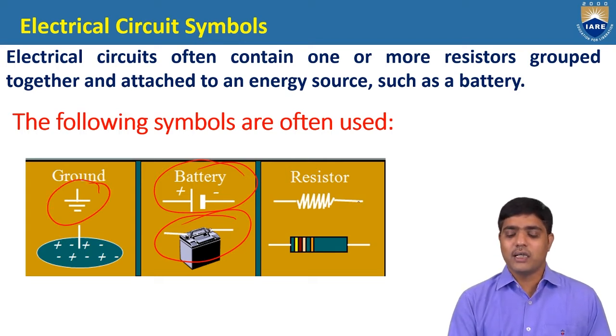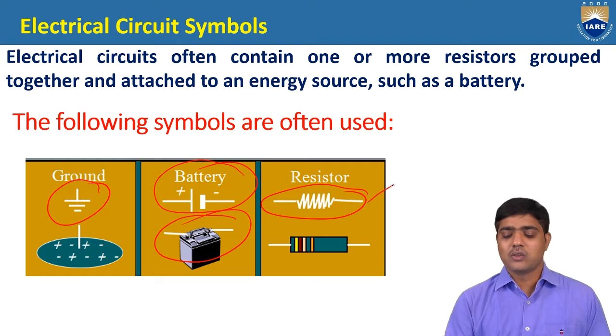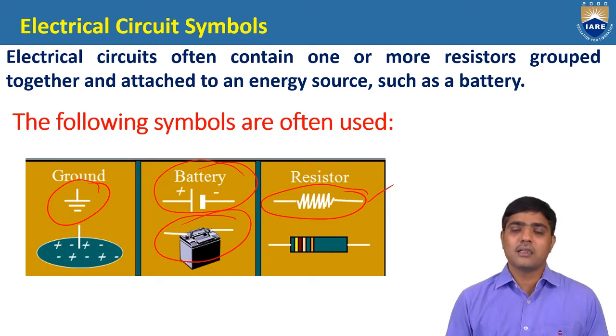And the other one is the resistor. Here you can see, this is the symbol for resistor, which you usually utilize in electric circuits while analyzing them. But the physical resistor looks like this. So these are the three basic symbols which are usually utilized in electric circuits.